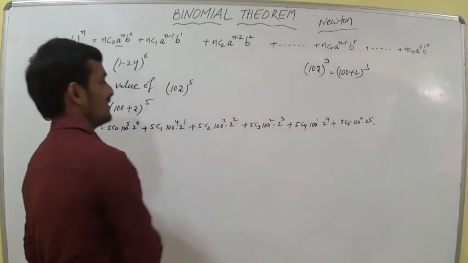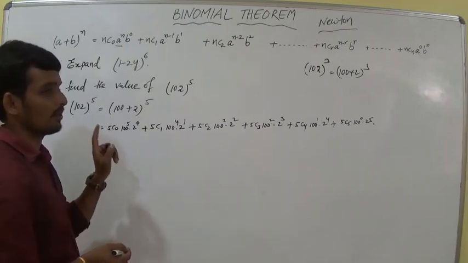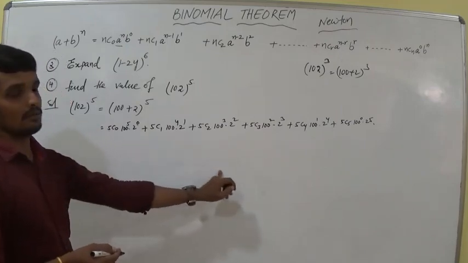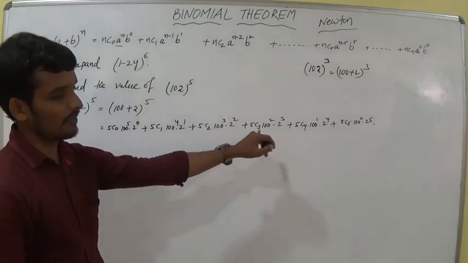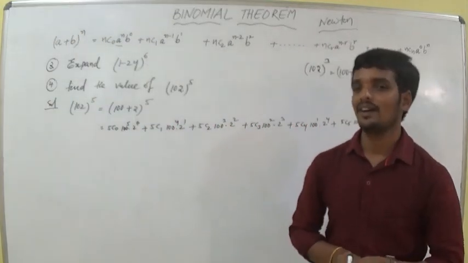You can simplify. 5C0 is 1, so 100 power 5 is 1 followed by some zeros, and 2 power 0 is 1. You can simplify this, and so you can get the answer.